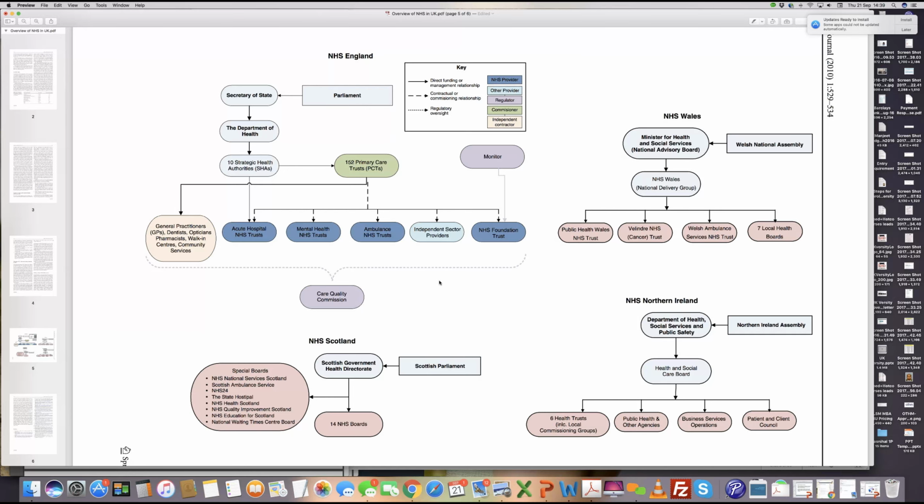And a similar structure is obviously there for NHS Wales, slightly devolved but slightly smaller depending on the geography. You have Northern Ireland, and then you have Scotland.